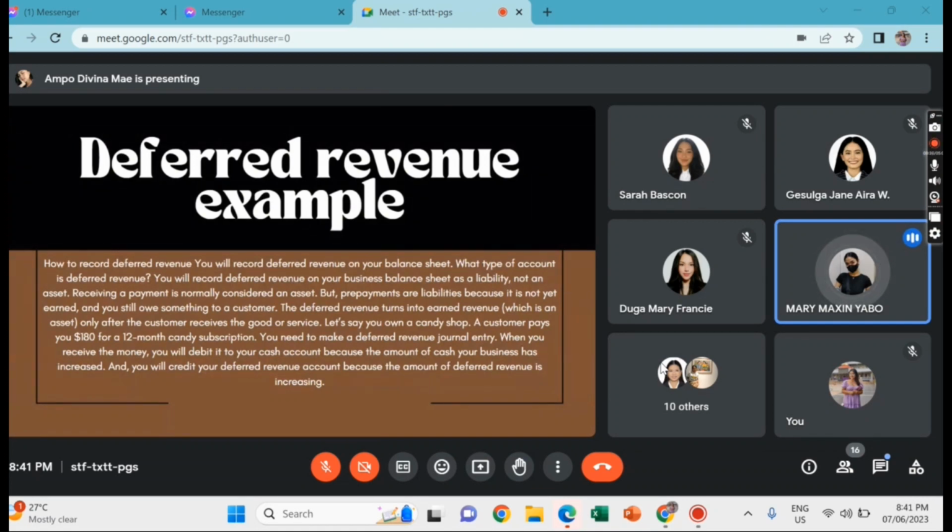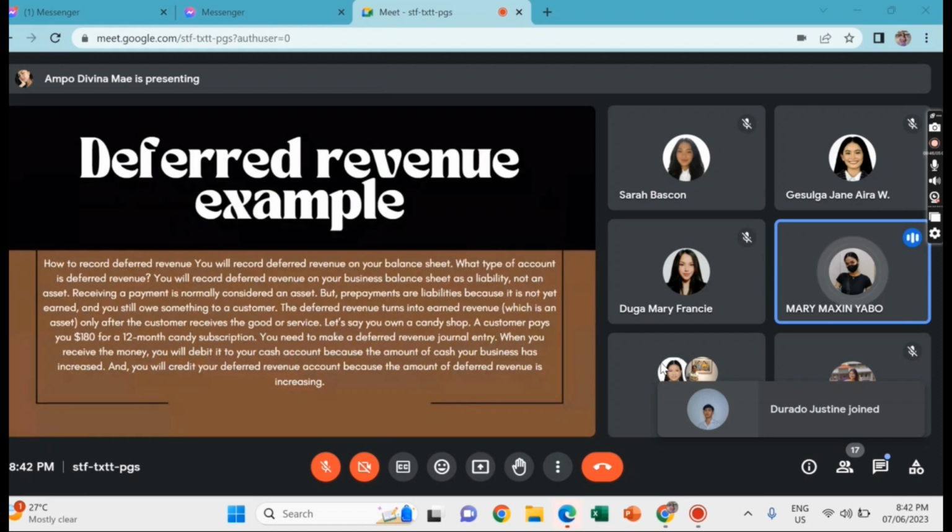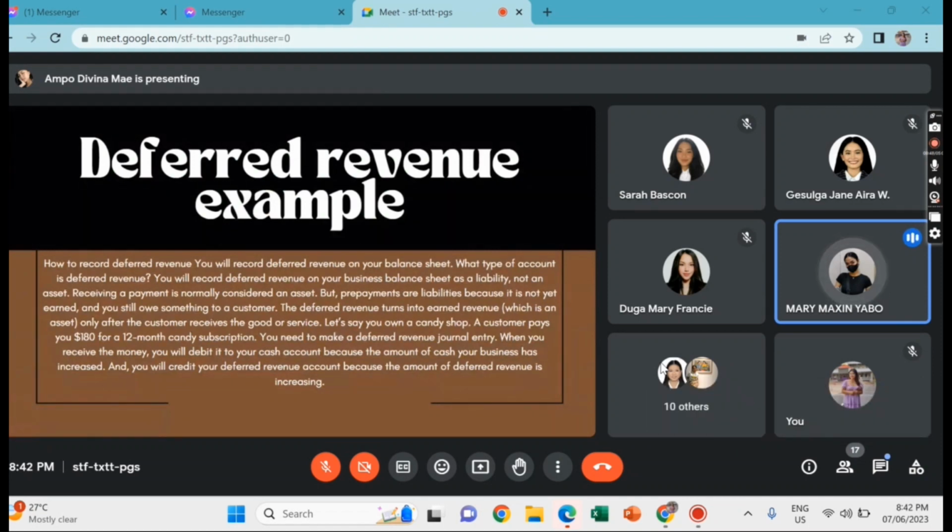The deferred revenue turns into earned revenue, which is an asset, only after the customer receives the good or service. Let's say you own a candy shop. A customer pays you $180 for a 12-month candy subscription. You need to make a deferred revenue journal entry. When you receive the money, you will debit it to your cash account because the amount of cash your business has received the money.